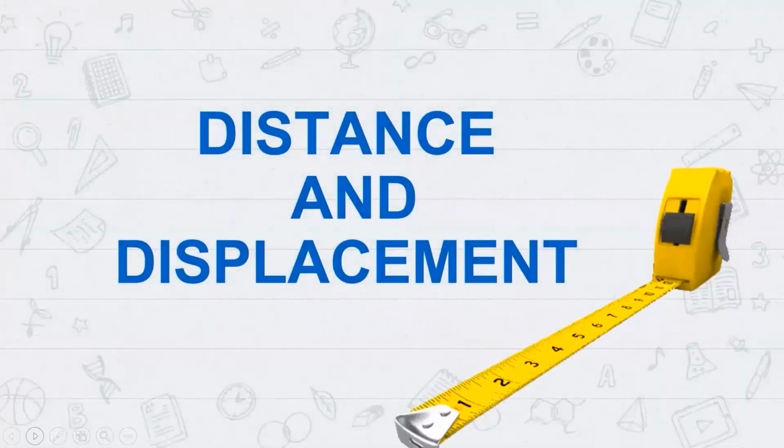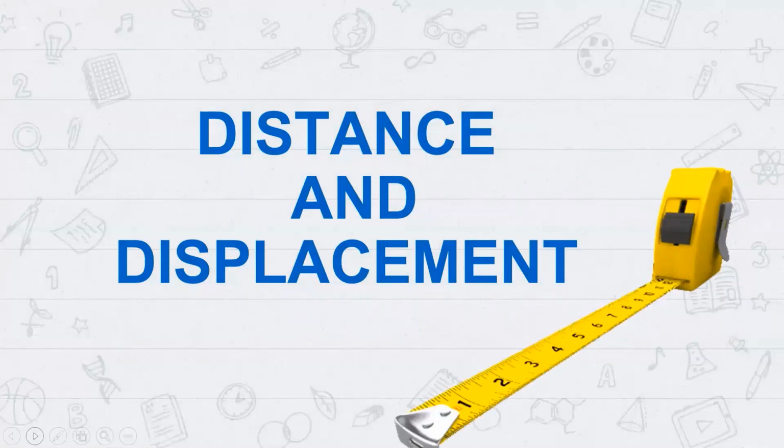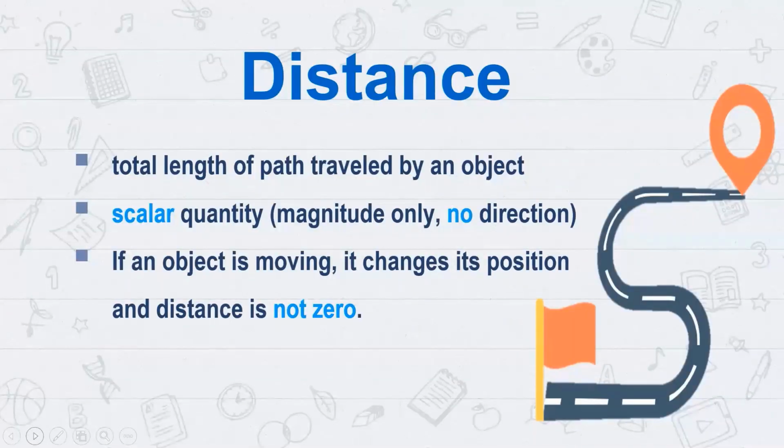We can actually answer the question, how far did an object travel from a reference point, by determining its distance and displacement. Let's talk about distance first. Distance is the total length of path traveled by an object. It is a scalar quantity, meaning it only has a magnitude. It doesn't have direction. Keep in mind that if an object is moving, it changes its position and the distance is not zero.